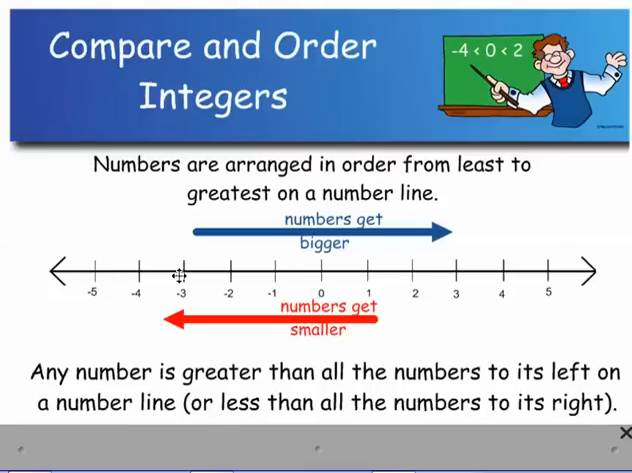All right, so when you're looking at a number line, just remember that any number to the right, the further it is to the right, the greater it is. The further it is to the left, the smaller the number is. Okay? All right, so let's do a couple of examples here.